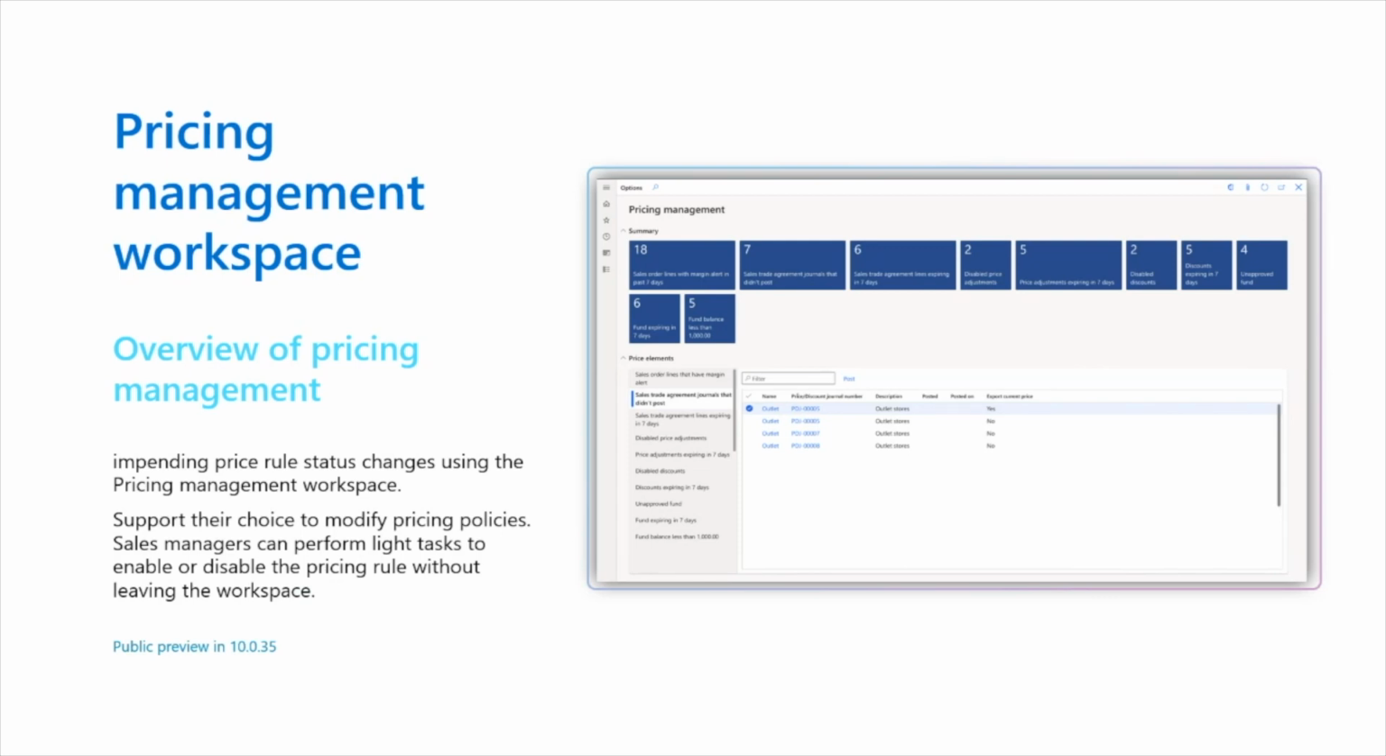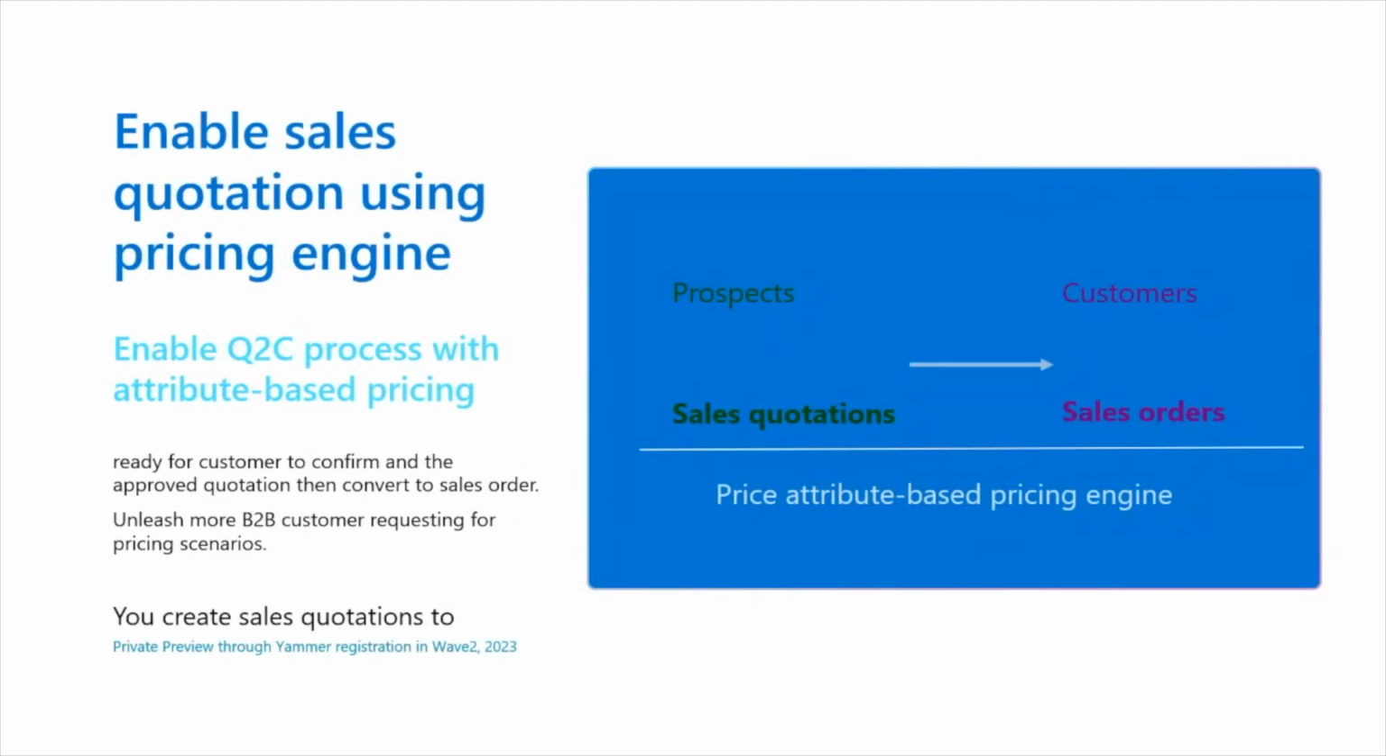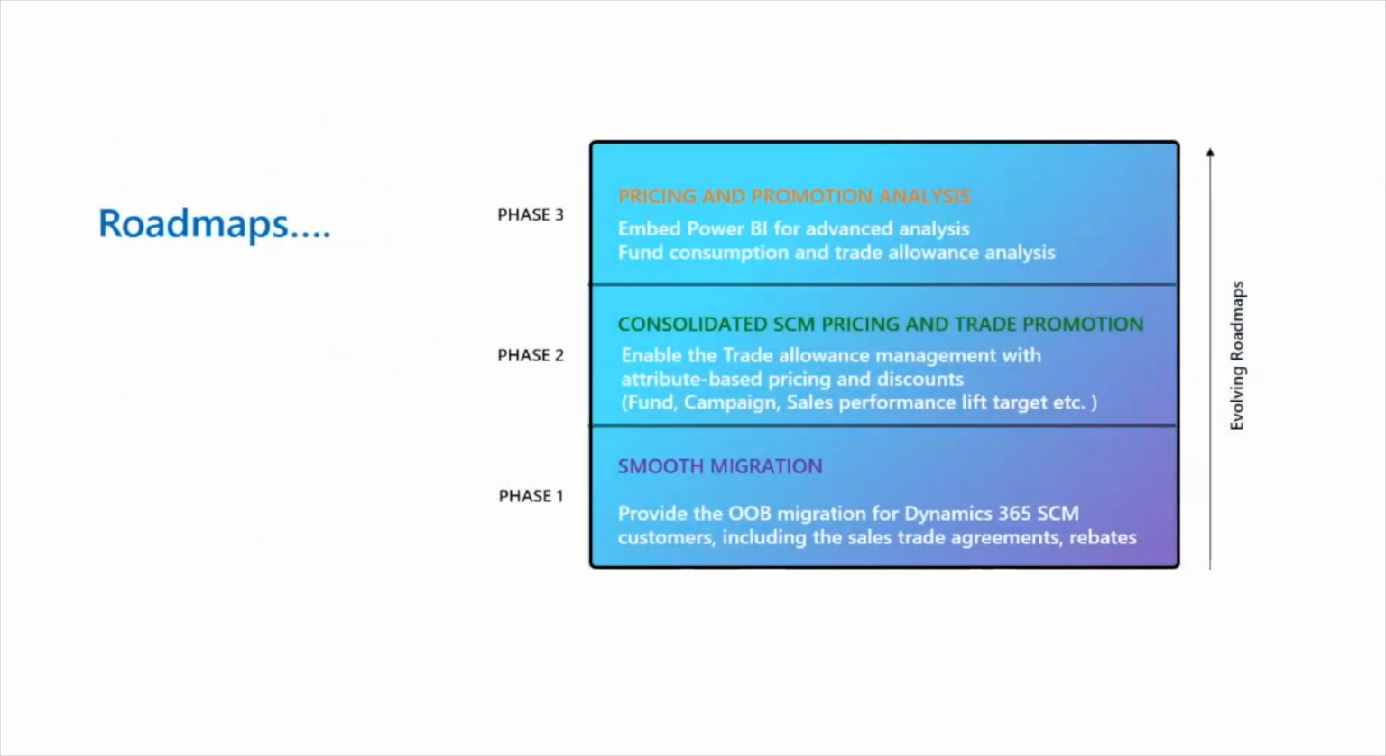In later waves, we will probably be working on enhancing the workspace with more Power BI embedded analytics. Next is the sales quotation support. We have got a lot of customer feedback to support the new pricing management engine on the sales quotation process. This is to complement the prospect to cash process to enable more B2B scenarios. And next, in the mid or long term, we plan to start by concentrating on customer adoption and how we might assist the customer in the migration and implementation of the new pricing. In this perspective, we have 3 stages.